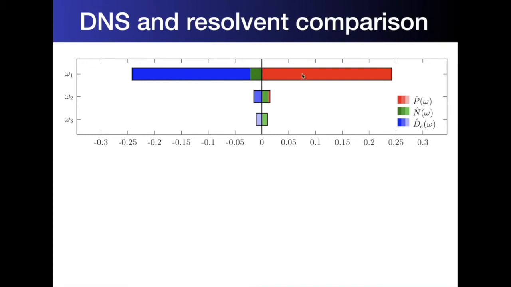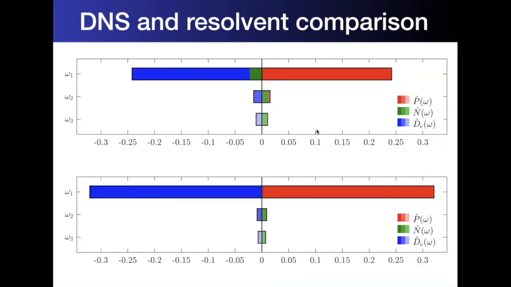It's not terribly exciting. We have a lot of energy production from the first mode, and this is counterbalanced on the left-hand side by dissipation in blue and nonlinear transfer in green. Then the second and third harmonics get very little production. In fact, most of their energy comes from the first harmonic, and this, of course, is balanced by dissipation.